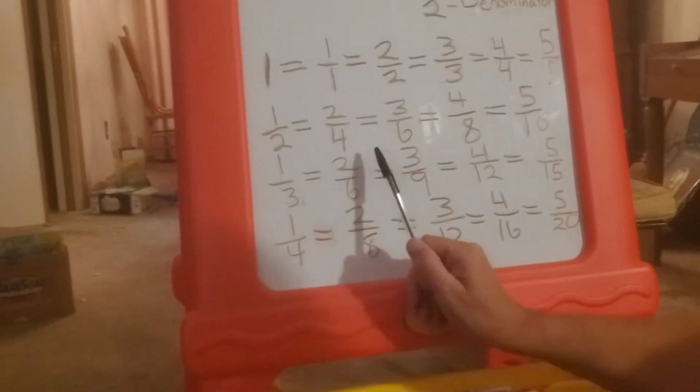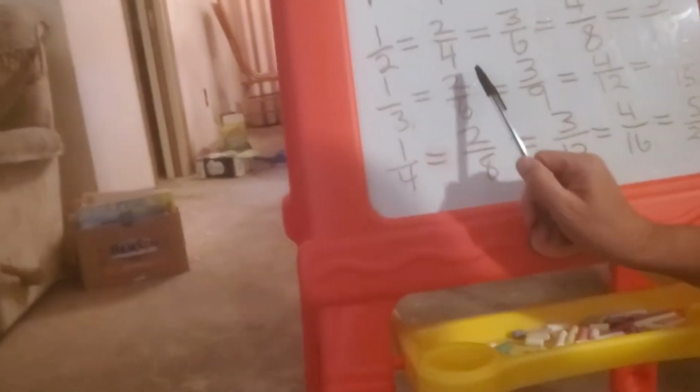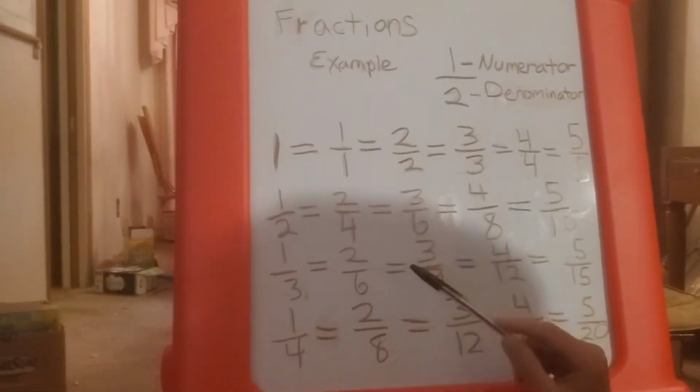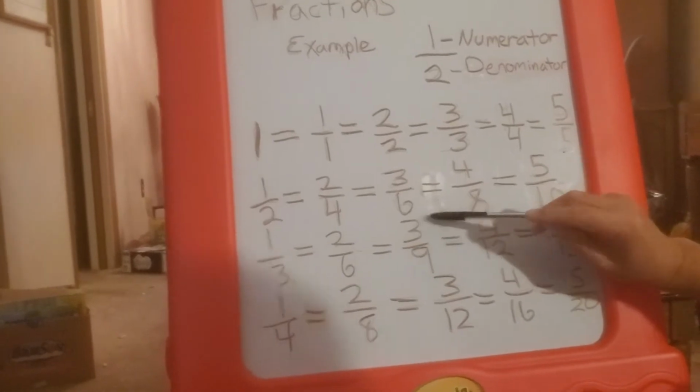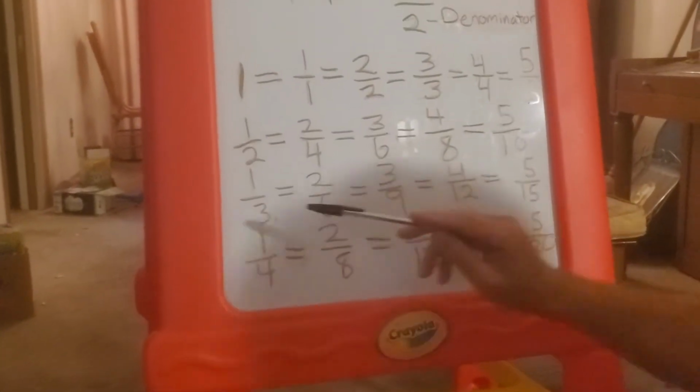Okay, 1/3. 1/3 is the same as 2 over 6. Once again, how I got 2 over 6 is 2 times 3 is 6, and 2 times 1 is 2. So 2 over 6 is the same as 1 over 3. 3 over 9 is the same as 1/3. Once again, 3 times 3 is 9, and 3 times 1 is 3, so 3 over 9 is the same as 1/3.